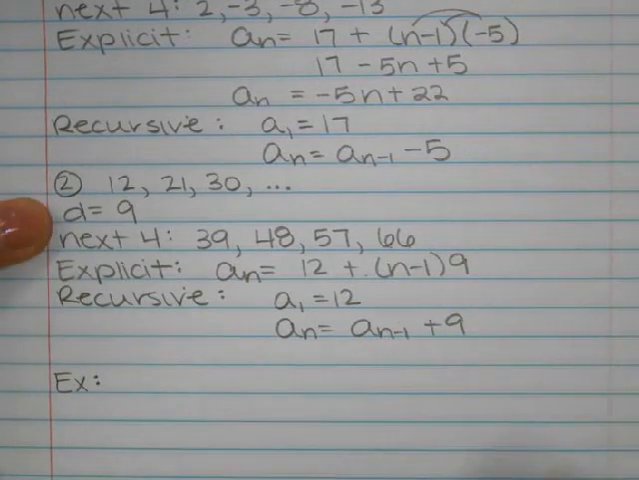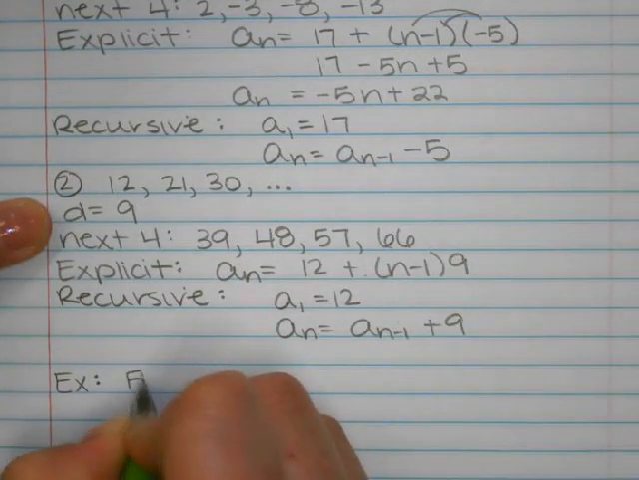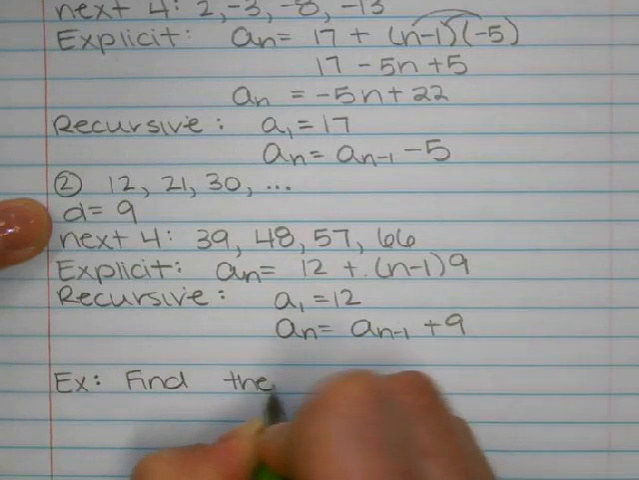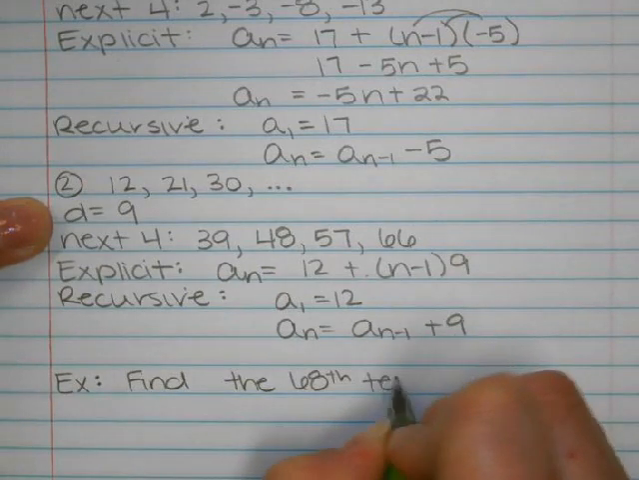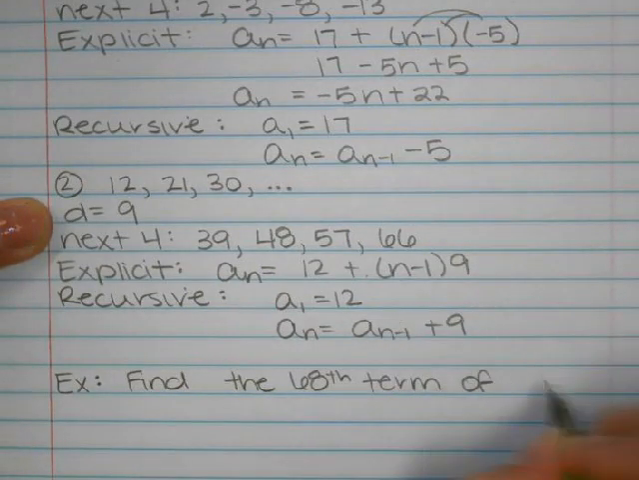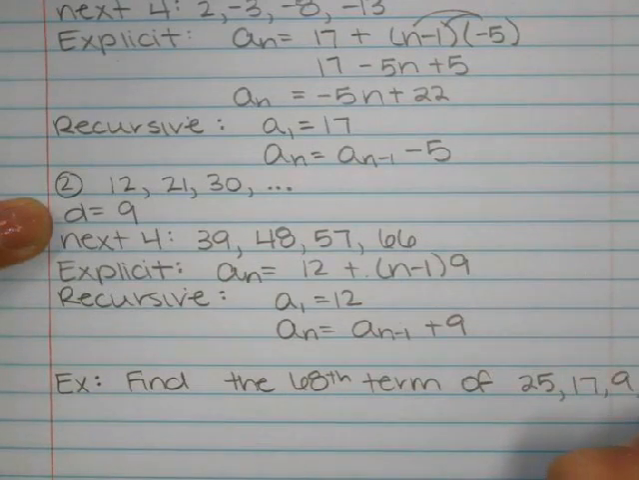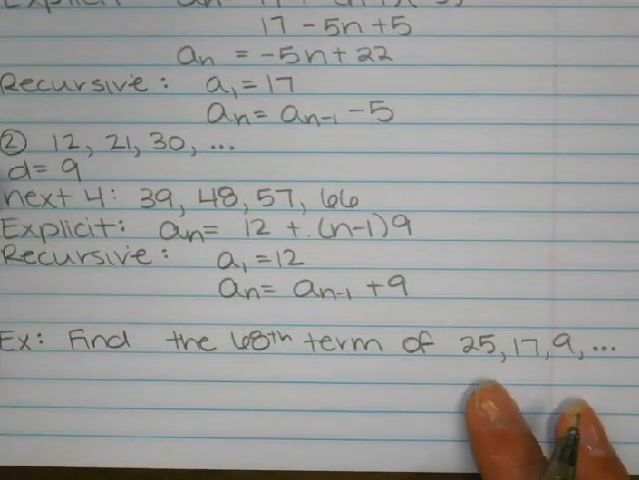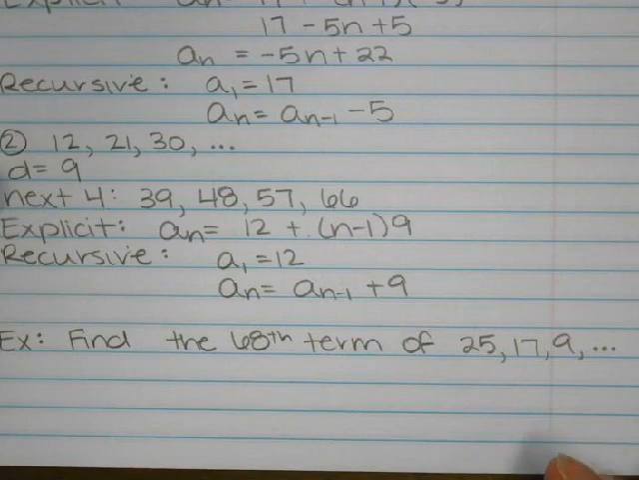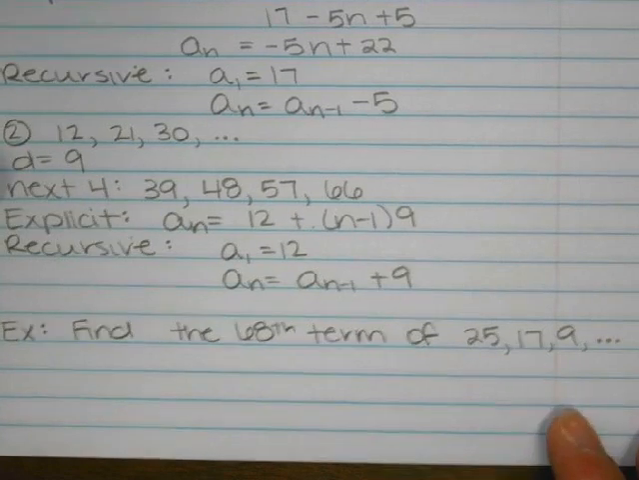So here's the example we're going to do for this one. We're going to say find the 68th term. And they're going to give us this sequence. Typically they'll specify this is an arithmetic sequence, so that you know specifically something is added or subtracted each time. Or if they don't tell you, then they'll probably give you more terms than just 3 so that you could really see the pattern.